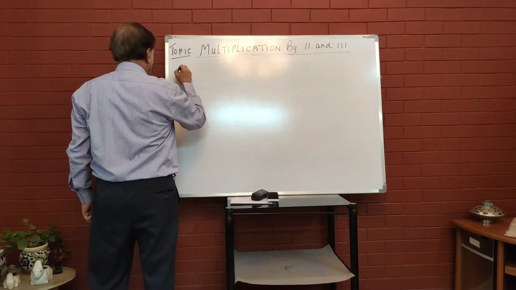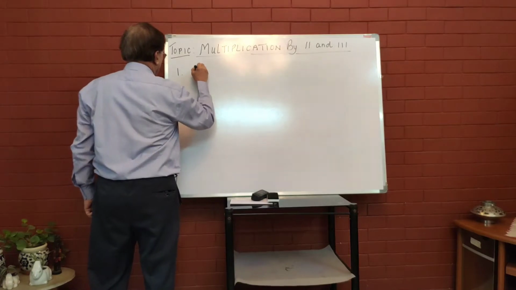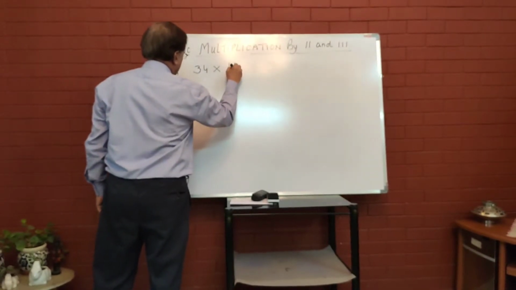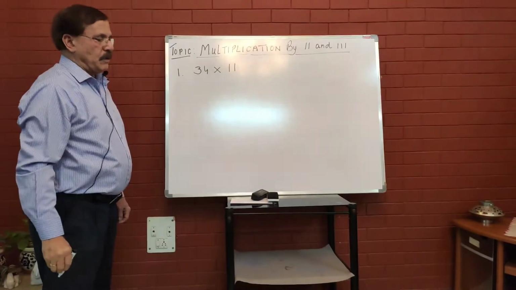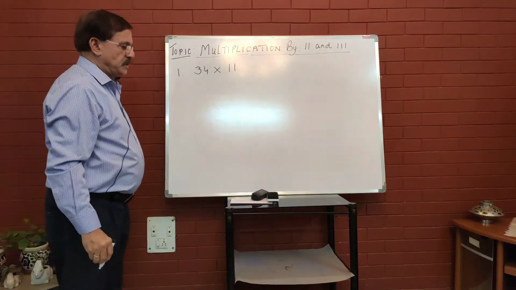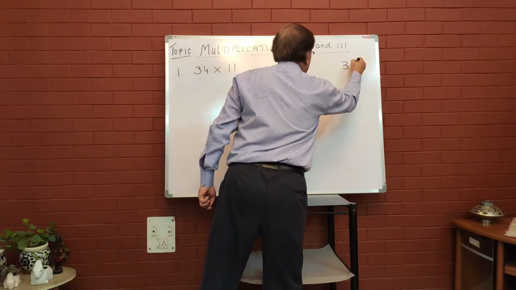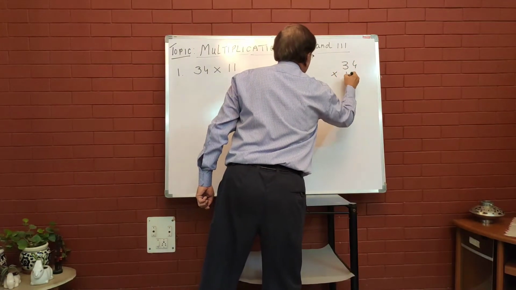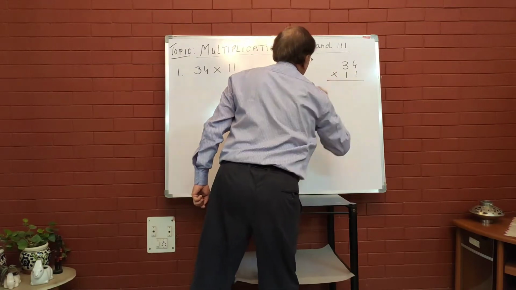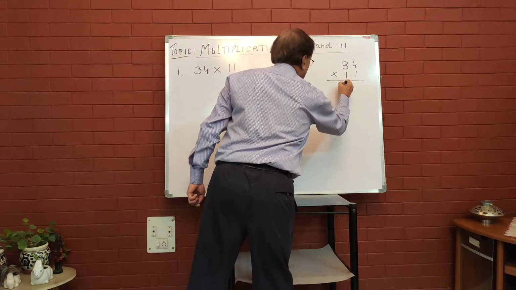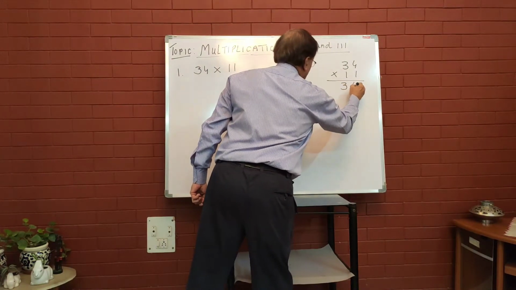Number 1, 34 multiply by 11. Now you must have learned it in the conventional method, 34 multiply by 11. So first we multiply 34 by this one. So you will get 34. This is step number 1.